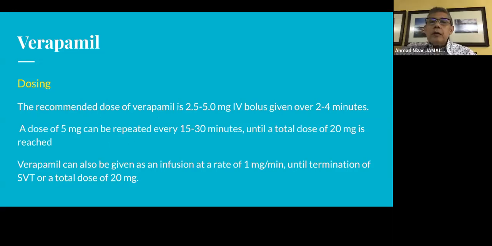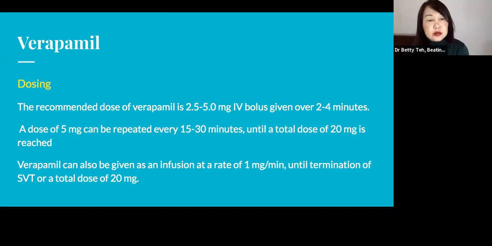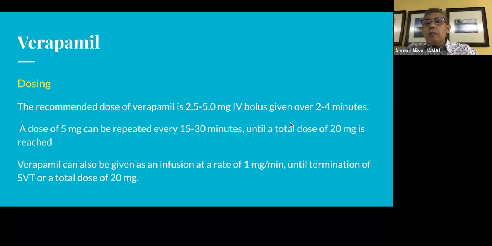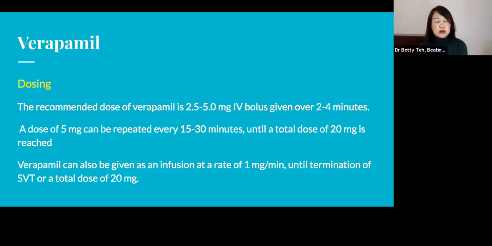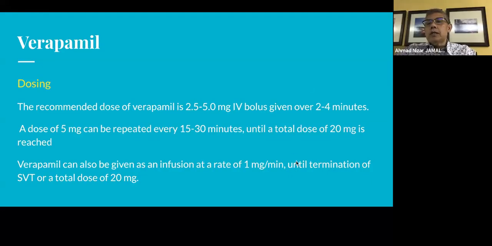So the dose of verapamil is 2.5 to 5 milligram IV bolus, but given slowly over 2 to 4 minutes. And you need to have this patient monitored all the time while you're giving this IV verapamil, because verapamil can cause AV block, and the AV block may be prolonged, and it may cause deterioration in your patient's signs. So a dose of 5 milligram can be repeated every 15 to 30 minutes until a dose of 20 milligram is reached.